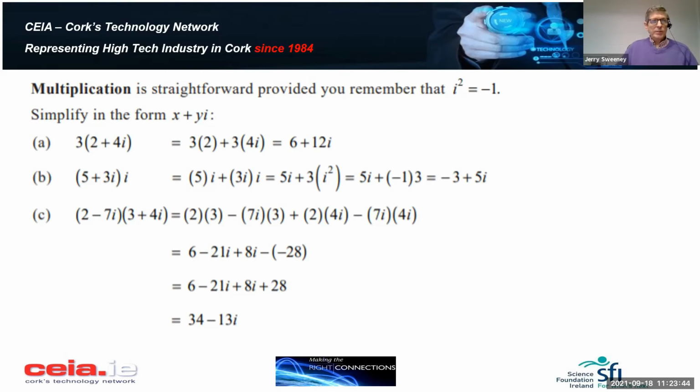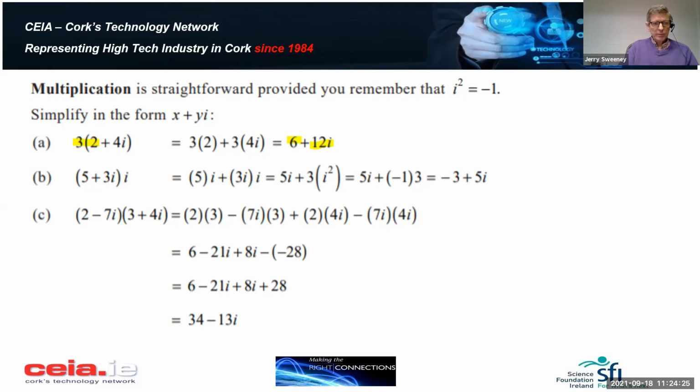Okay, so what we have here is 3 multiplied by 2 plus 4i. So 2 plus 4i is a number, and 3 is a number, and we multiply across, and we remember that i squared is equal to minus 1. The first case is pretty straightforward. 3 multiplied by 2 is 6, and 3 multiplied by 4i is 12i. So that's straightforward enough. In the second example, we will multiply a complex number by an imaginary number.